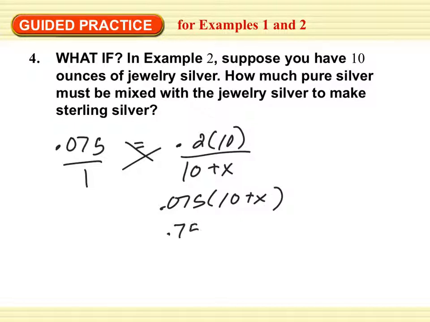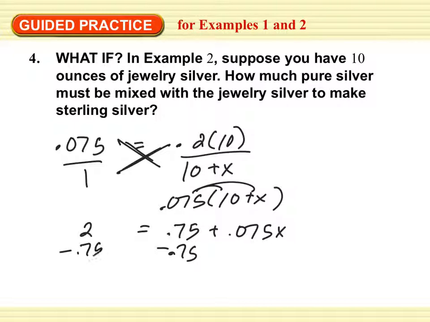So multiply. This would be times 2. So this is 2. And this would be, distribute that through, I get 0.75 and 0.075x. Let's subtract that through. 1.25 equals 0.075x. Go ahead and divide that out.